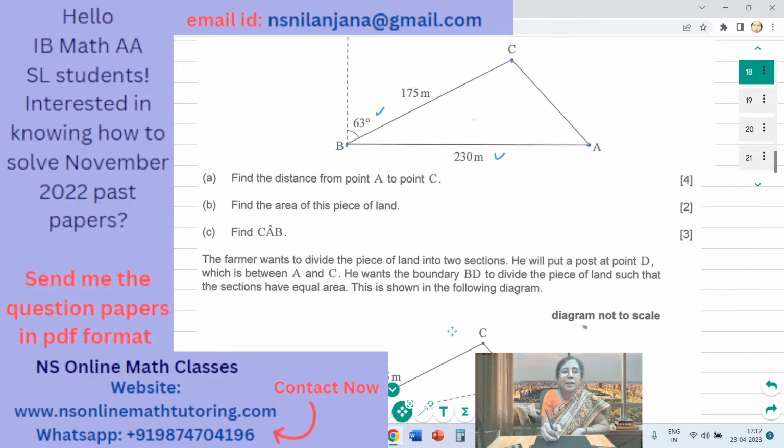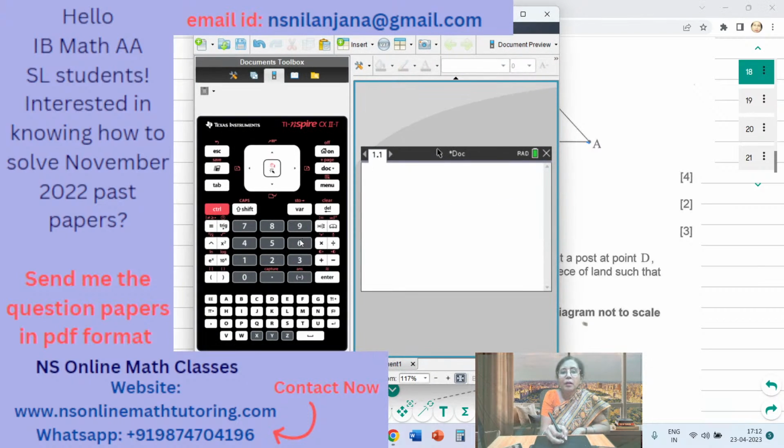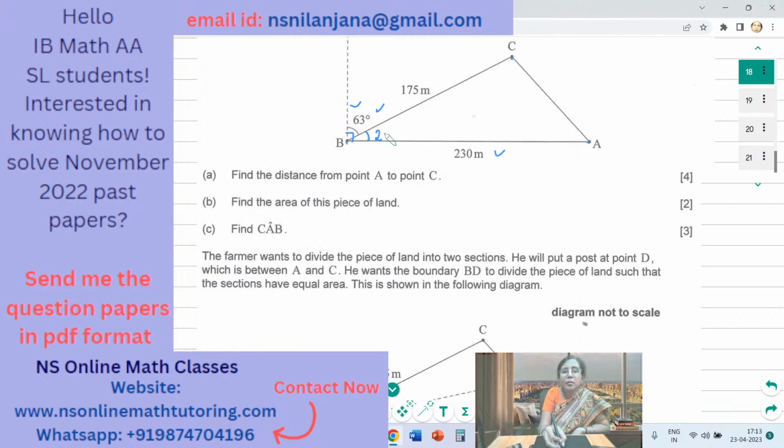Subpart A says, find the distance from point A to point C. Okay, fine. So this is 90 degrees, and since this part is 63, let us find this angle first of all. It will be 90 minus 63. I have to change it to degrees because this is in radians, but anyway, I can do the subtraction. 90 minus 63 is 27, so it is 27 degrees.